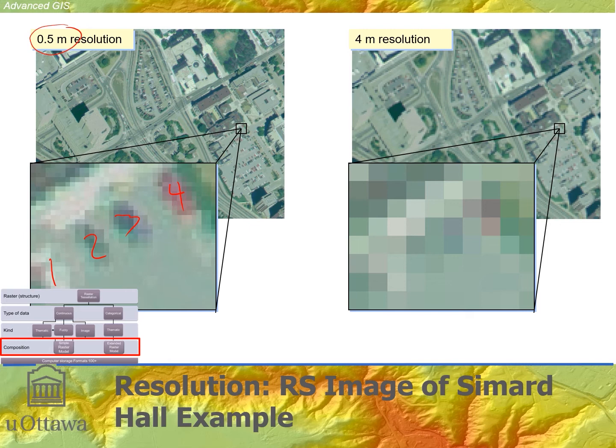So if our analysis required us to count cars within a parking lot, a half-meter resolution would be sufficient for that, because we could then count the individual cars. Of course, that's a simple example, but it's a good one.